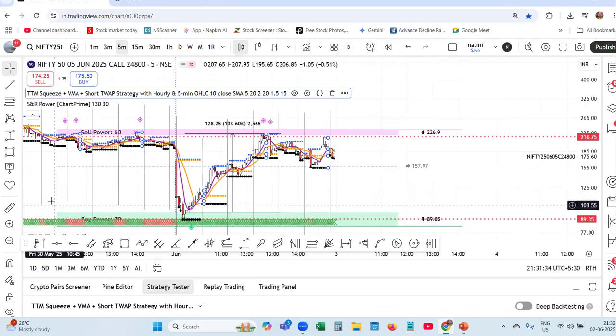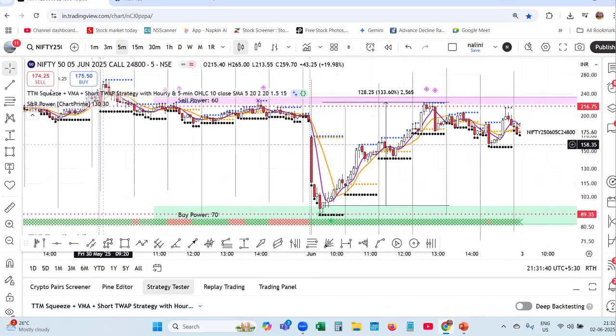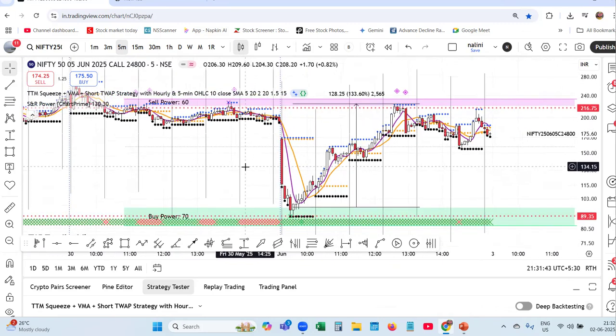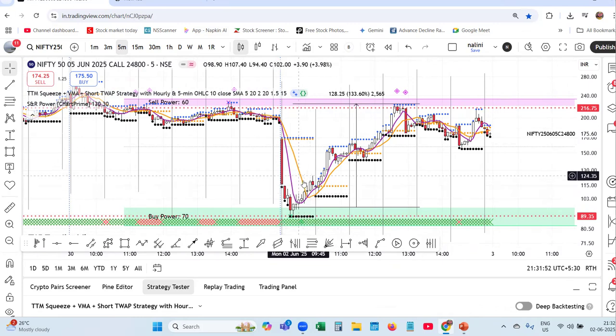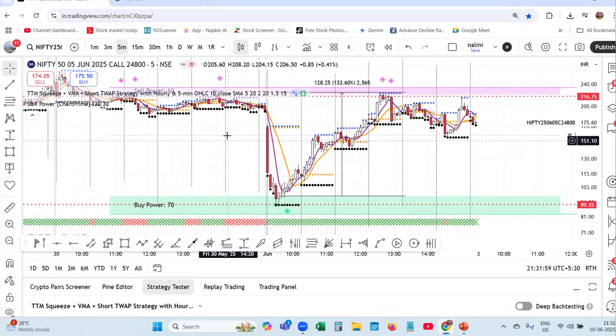Now, what you are seeing on the chart is the complete setup with these two indicators; everything has been covered. The hourly separator, TWAP for entry and exit, and the indication for the momentum squeeze.